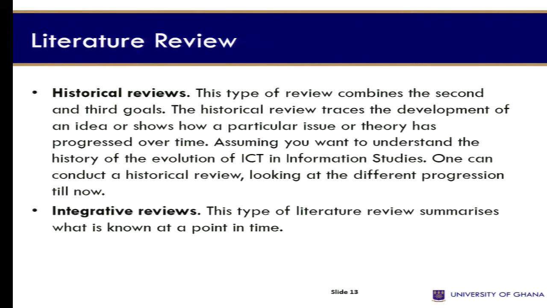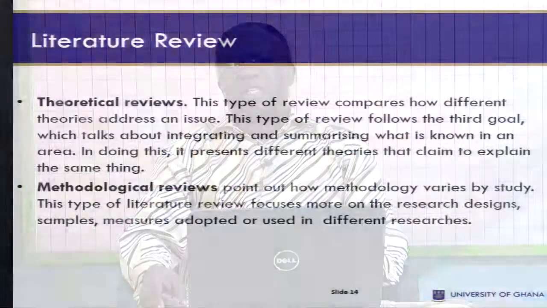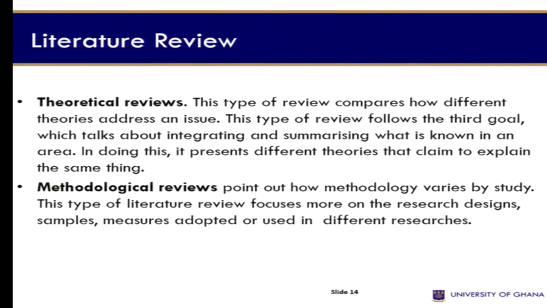Now, historical reviews. Simply, historical reviews show the path of prior research and how the current project is linked to it. Theoretical review. This type of review compares how different theories address an issue. This type of review also follows the third goal, which talks about integrating and summarizing what is known in an area or in a discipline. In doing this, we present different theories that claim to explain the same thing.